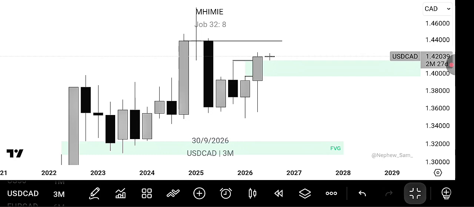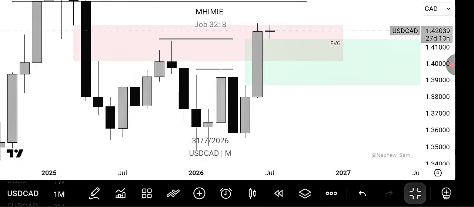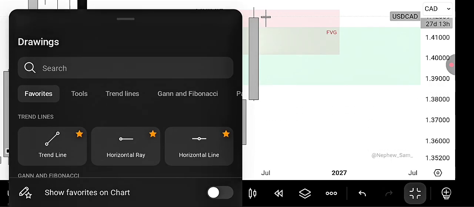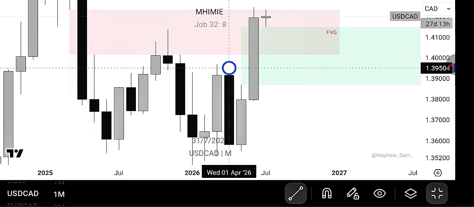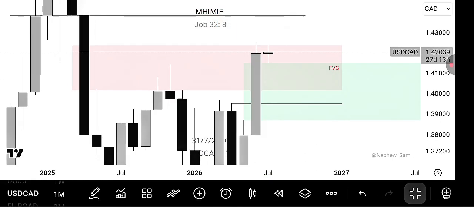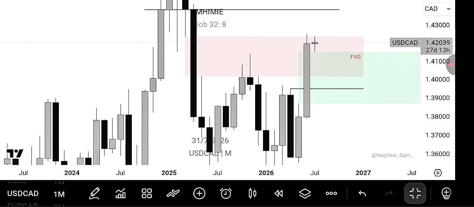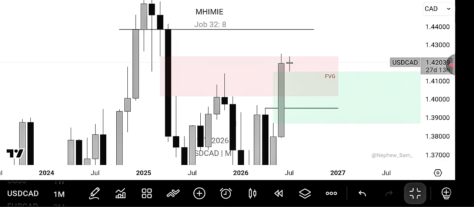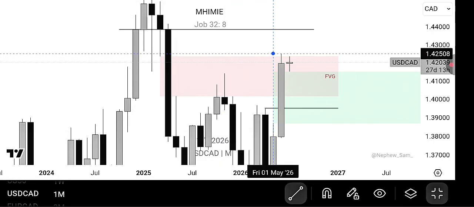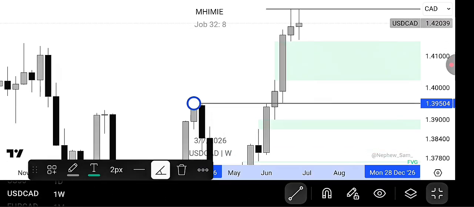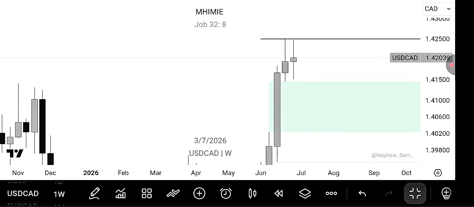All right, so going to monthly time frame. We had a break of structure right here, which will eventually be our range for that month. And of course this is our primary drawn liquidity. All right, so going to weekly time frame, we may be expecting a pullback, but we have not seen a clear picture of it yet.